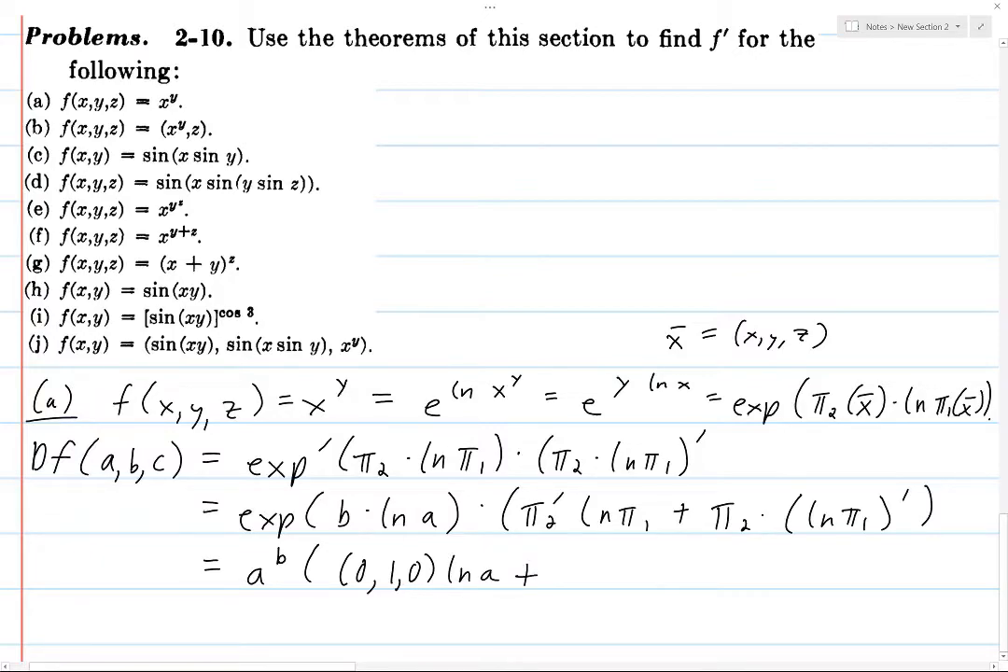And now we're going to add pi 2, so that's b times the derivative of natural log of pi 1. So to do that, we have to do the chain rule. We start by taking, well, the natural log of x is 1 over x, so for the natural log of pi 1, we're going to get 1 over pi 1. Then we multiply by the derivative of the inside, which is the derivative of pi 1.